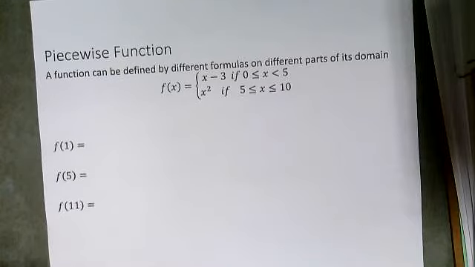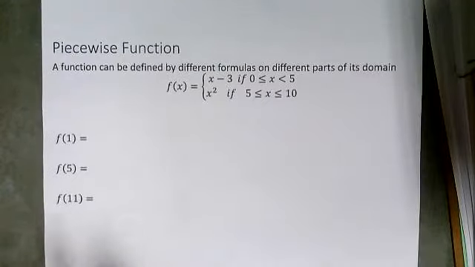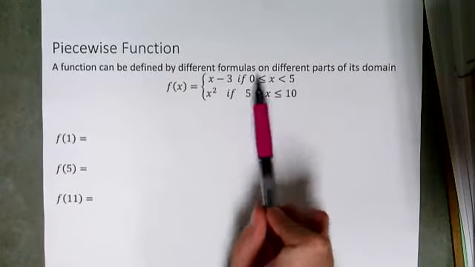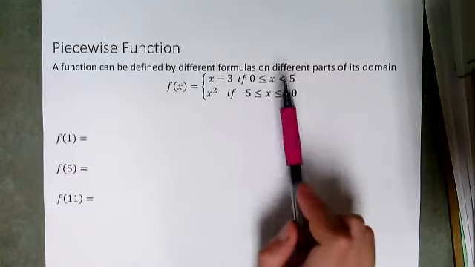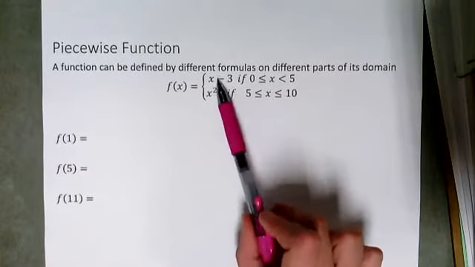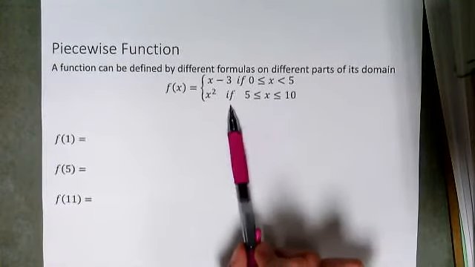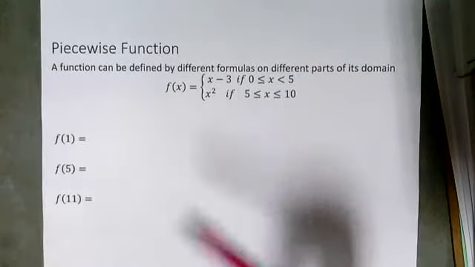Piecewise functions. These are fun. These are cool. So you can graph these out if you'd like, and I actually encourage you to do that if this is confusing. But a function can be defined by different formulas on different parts of its domain. So this function f of x is defined on the interval 0 to 10. It gives us an expression for when x is between 0 and 5, and an expression for when it's between 5 and 10.